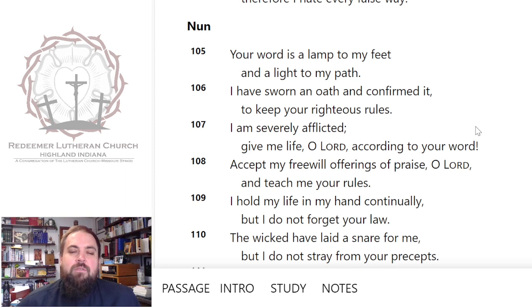So right here, Nun begins at verse 105, and we have those words familiar to us: "Your word is a lamp to my feet and a light to my path." We sing them in hymns and liturgy. And really, that's the only thing we take out of this section of the psalm. We just take those verses. They're nice. The rest of it, I don't know what we were going to sing about. But it talks about a life that's oriented according to God's word.